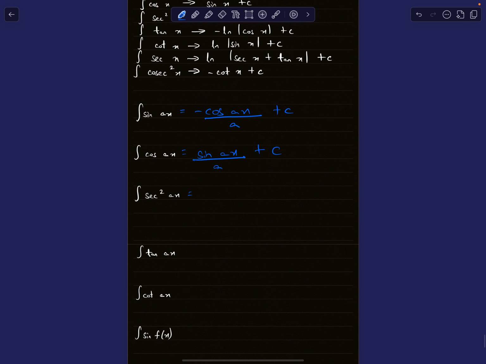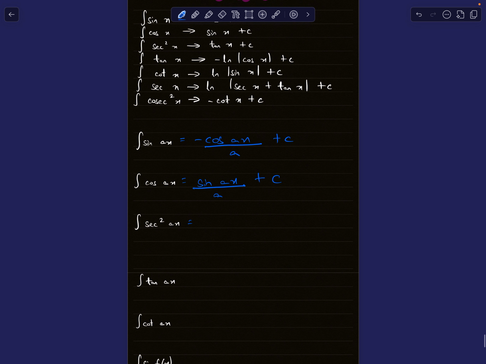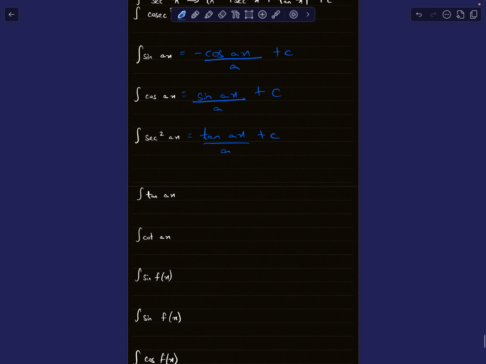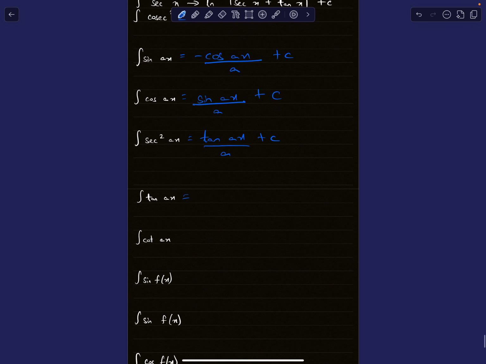And so on. We continue. The integral of sec square x is tan x, and thus since this is sec square ax, we write tan ax as it is, and this function is divided by the differential of ax, plus c. So you do get an idea of how it works.